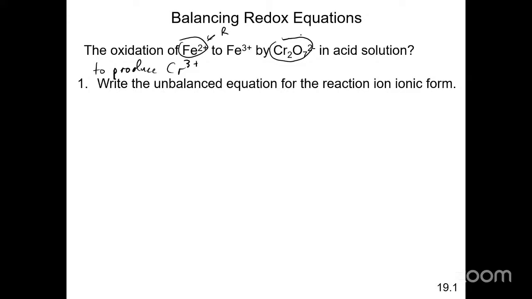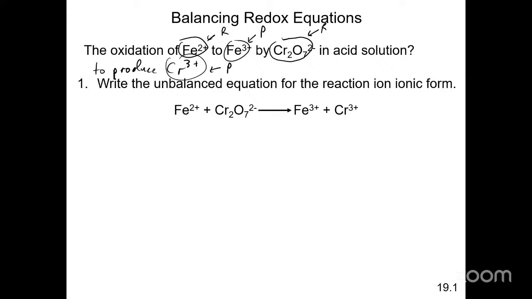I'm just going to write R and R here. And the products of this reaction, one of them would be the Fe3+, and the other one would be the Cr3+. So the reactants would be on the left side of the equation, the products would be on the right side of the equation, and this would be the result. This would be the unbalanced equation that you're going to end up with in step number 1.